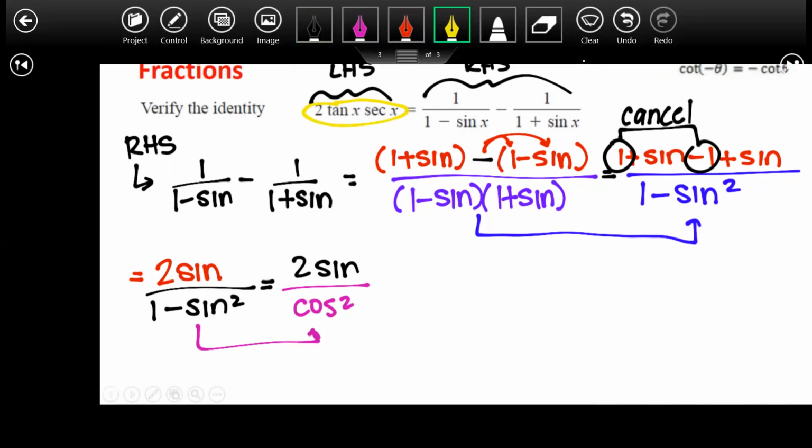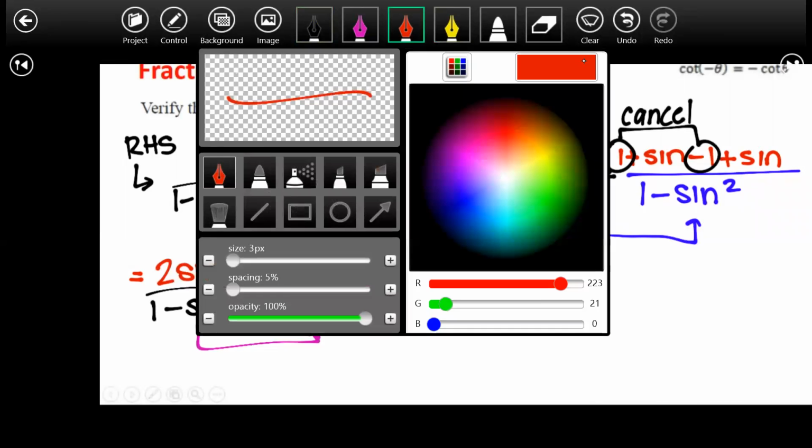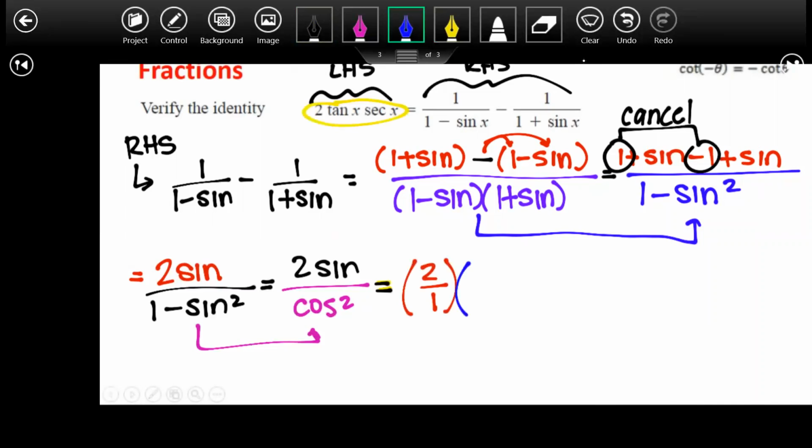2 tangent secant. So I want to rewrite it in such a way that I can make a sine and a cosine. So what I'm going to do is split these all up. The top is going to be 2 over 1, a whole number by itself. I'm going to take another set of terms, in this case a sine and a cosine. I'm splitting it up so I can rewrite it to give me my left-hand side. You'll see in a minute.